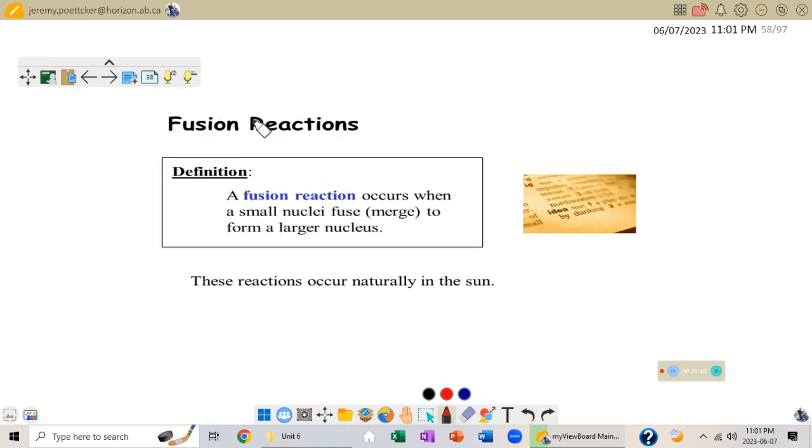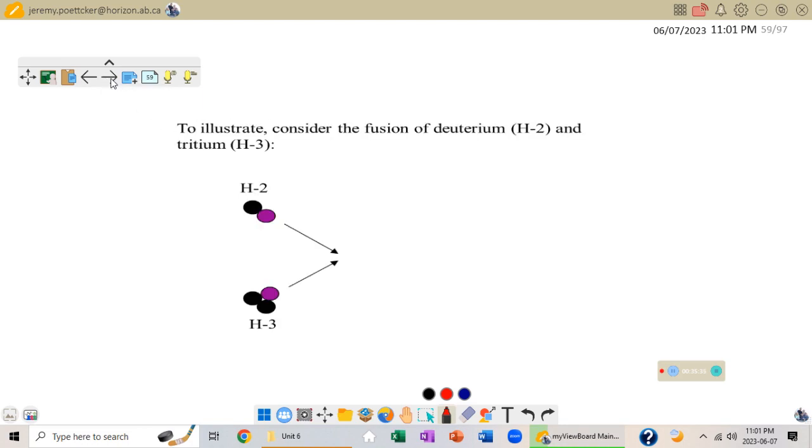This takes us on to fusion reactions. A fusion reaction occurs when small nuclei fuse or merge to form a larger nucleus. Now, naturally, this is what's happening in the sun. Deuterium, hydrogen-2, and tritium, hydrogen-3. These two are going to, if we have enough energy, smack together, and we will make something bigger.